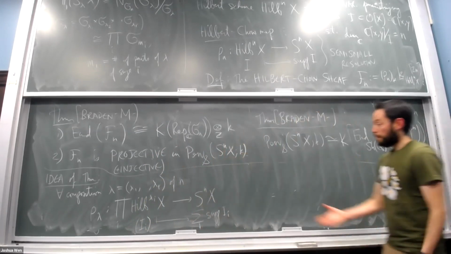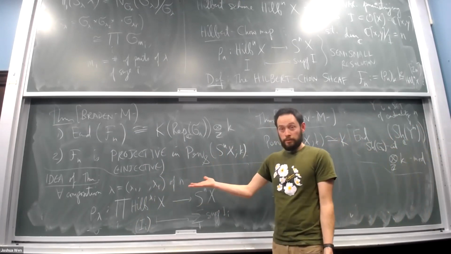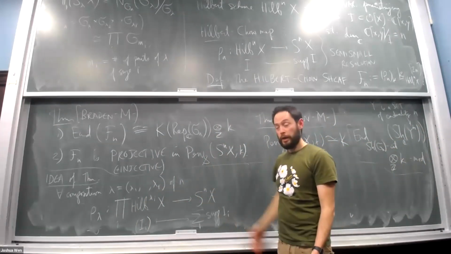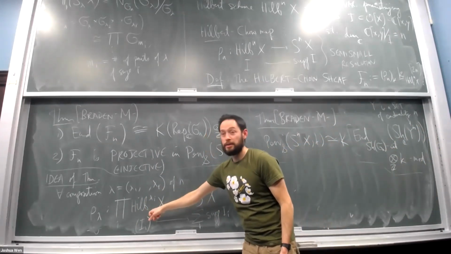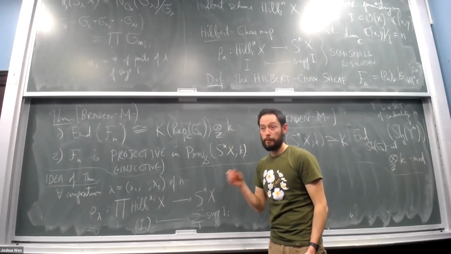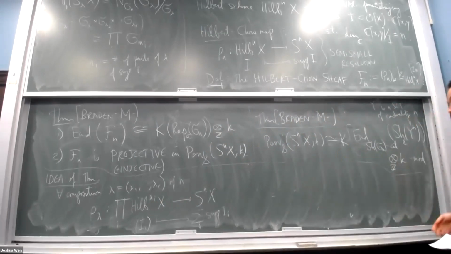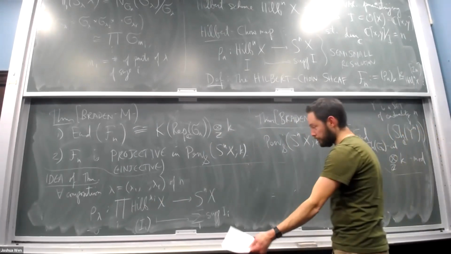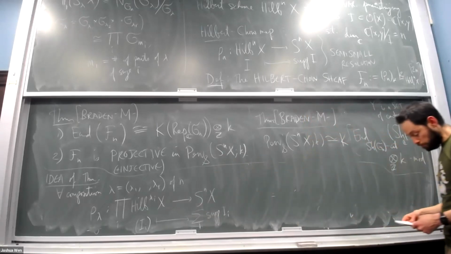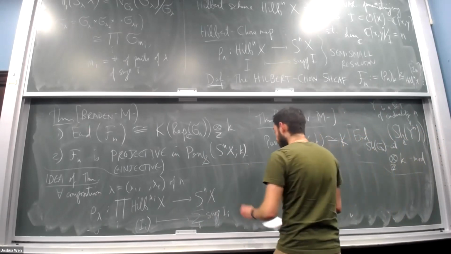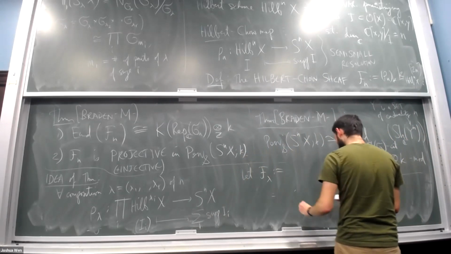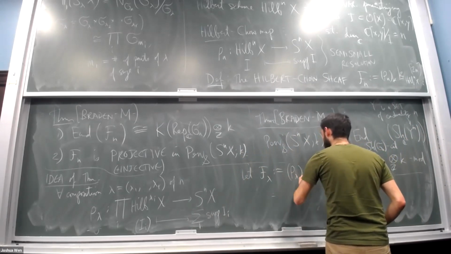So when lambda is just n, we get back the Hilbert-Chow map. When lambda is 1, 1, 1, ..., 1, this just becomes x plus x plus x plus x. So it's just x to the n, and so this map is just the symmetrization map. So we have a whole bunch of these maps. At the two extremes, we have the Hilbert-Chow map, and the symmetrization map. We let f lambda be the corresponding pushforward.